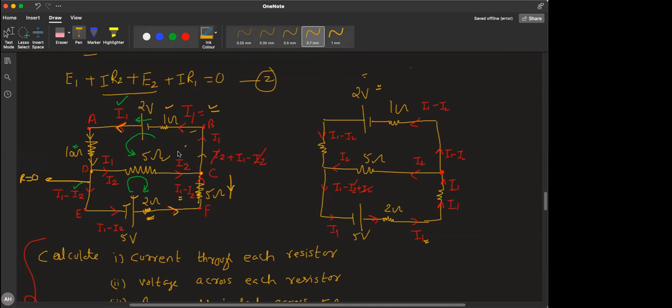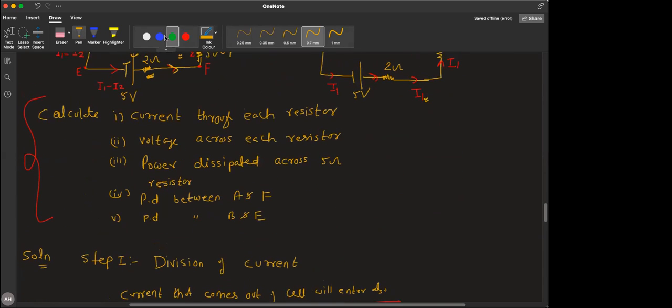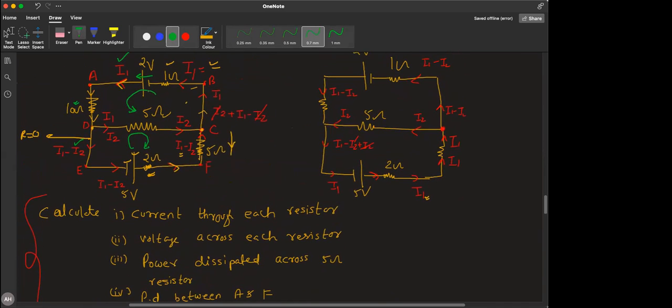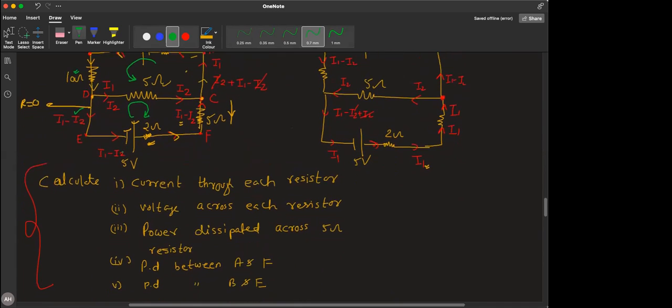Yes, sir. Okay, do it. Sir, if there are two loops, then do we have to take the same direction in both, or can we take any? You can take any direction, like clockwise, anti-clockwise. That's your choice. You can take any combination. That doesn't matter. So first part is over.